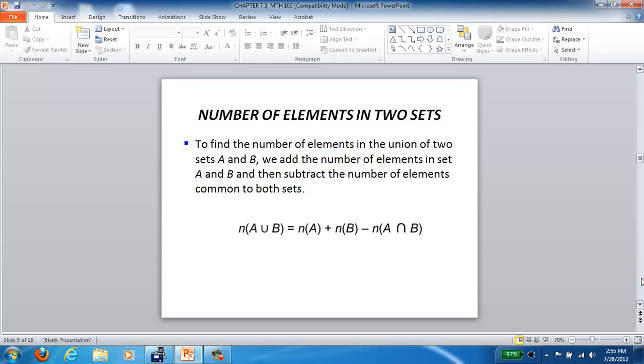Now, the number of elements in two sets. To find the number of elements in the union of two sets, you have to add the number of elements in A plus the number of elements in B minus the number of elements in the intersection. This is known as the cardinal number, which indicates the number of elements in a union of two sets: number in A plus number in B minus the intersection.